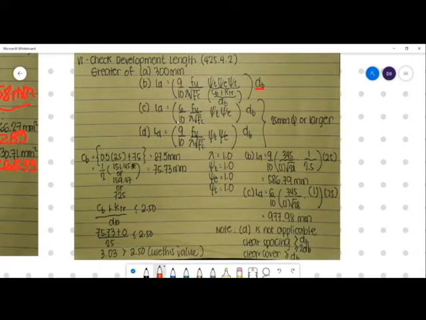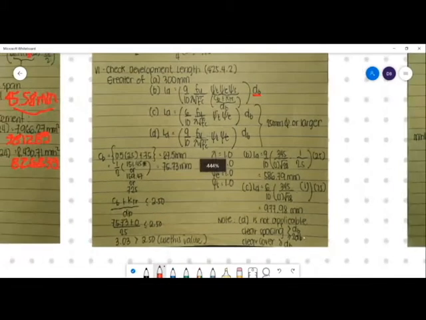Formula C is equal to 6/10 Fy over lambda square root of F prime of C, psi sub T and psi sub E, multiplied by the diameter of bar. LD for formula D is equal to 9/10 Fy over lambda square root of F prime of C, psi sub T and psi sub E. So we know we are only going to choose between formula C and formula D.